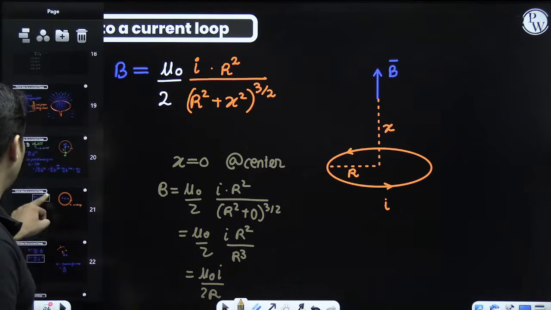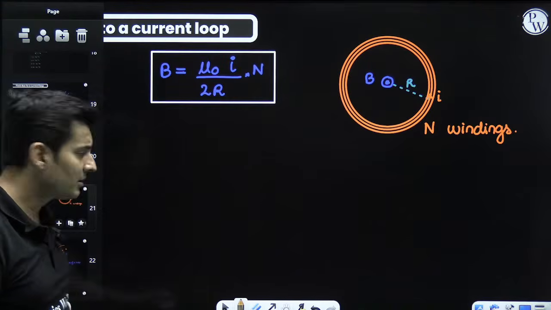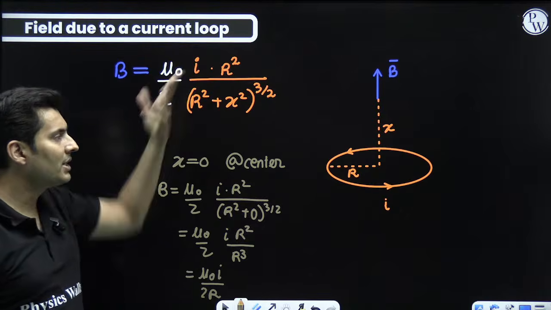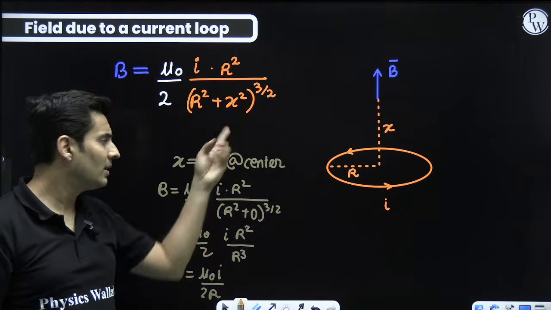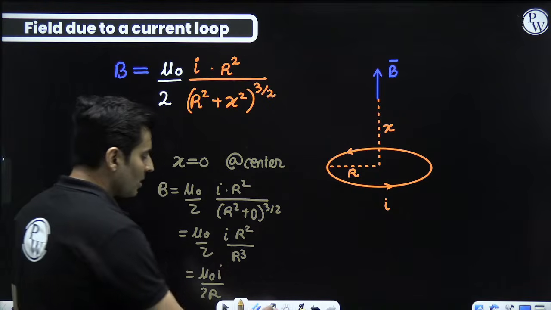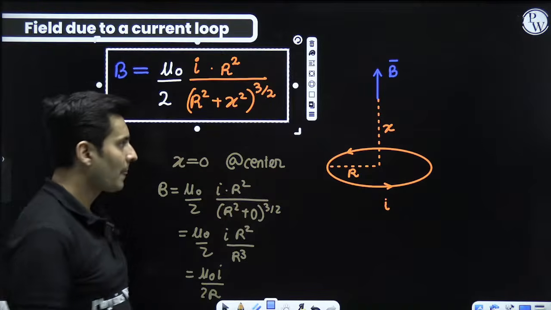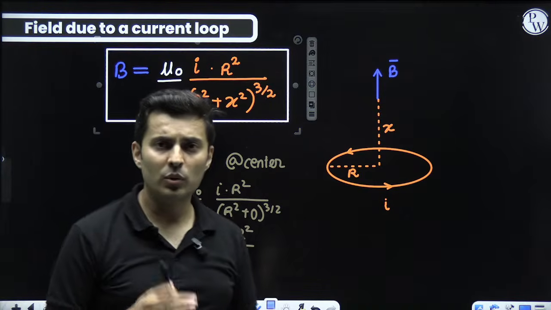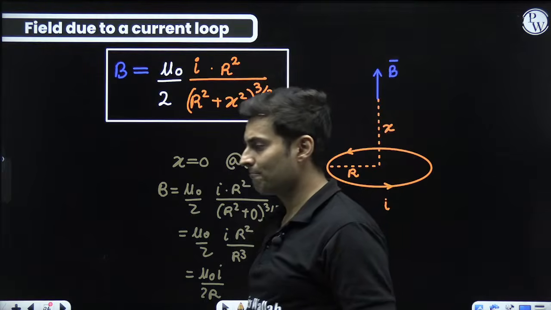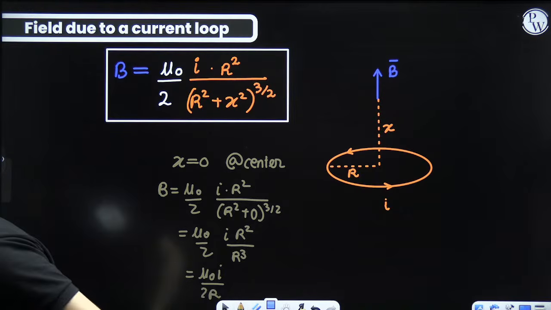You have derived this, right? Mu naught I by 2r. Forget that n, but that's what it is. So that's exactly what you will get. That means this is a more generic expression. In a special case, if you are at the center, then you still get the magnetic field. So this formula obviously you should remember, guys. Everybody clear? Okay, that is how to figure out the magnetic field on the axis of the coil.